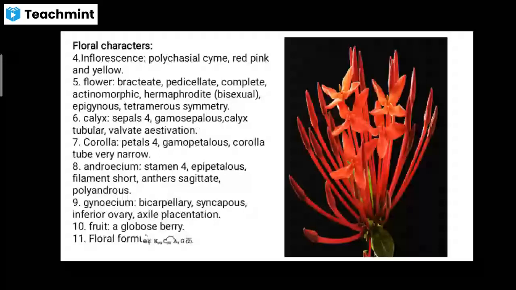Then next is about the gynoecium. So the gynoecium is bicarpellary, that is two carpels are there. They are fused, that means syncarpous, inferior ovary. It is above the ovary, all floral parts. Axial placentation. The ovary is attached to the inner side or inner wall of the ovules. Then the fruit is a globose berry.